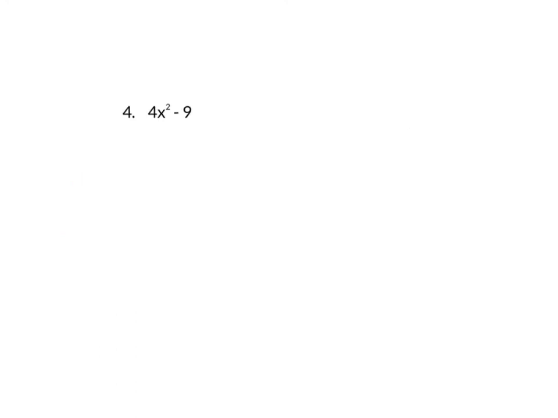Last one, 4x squared minus 9. Now, here's what you need to know. This is missing a term. It's actually missing the middle term, because we could think of this as 4x squared plus 0x minus 9. Okay, b is 0 here.